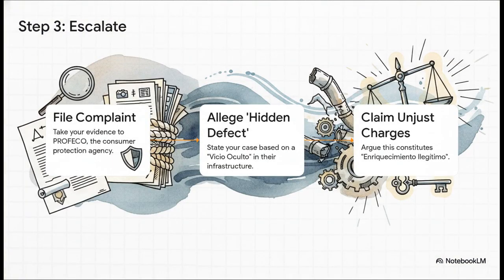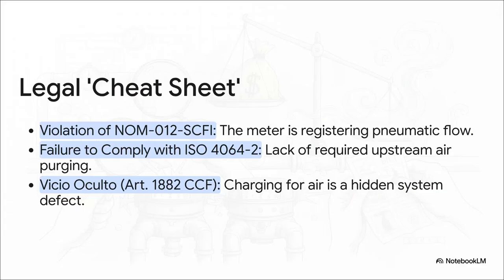Now, if SAPA blows you off or just doesn't do anything, it's time to level up. You take all your evidence, your video, your bills, your petition, and you file a formal complaint with Profeco, the Federal Consumer Protection Agency. And this is where you bring out the big legal guns. And here you go, a little cheat sheet with the exact legal phrases you should use. When you use terms like these, it shows them you've done your homework and that your complaint is based on solid technical and legal facts, not just because you're angry.